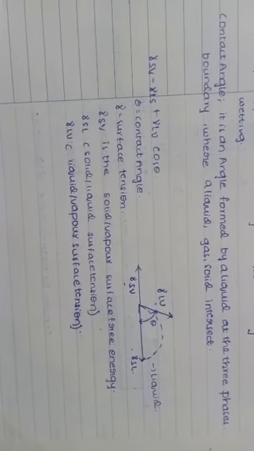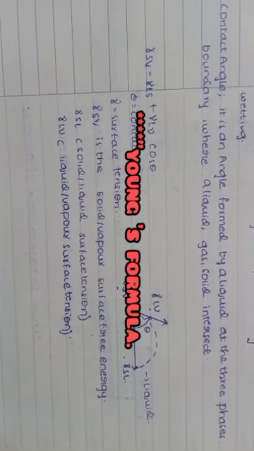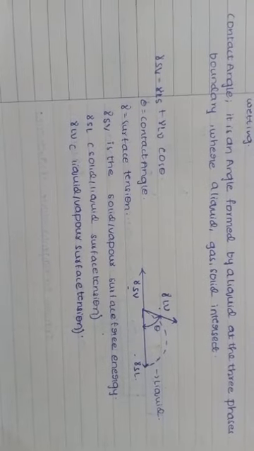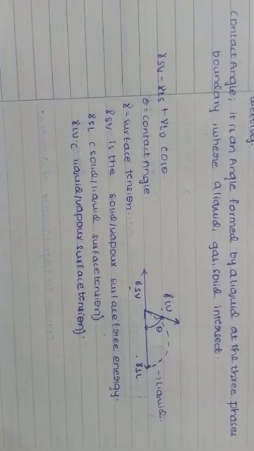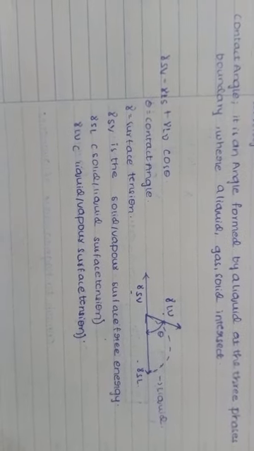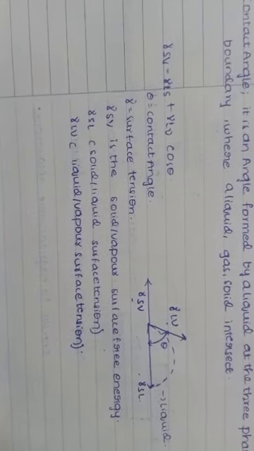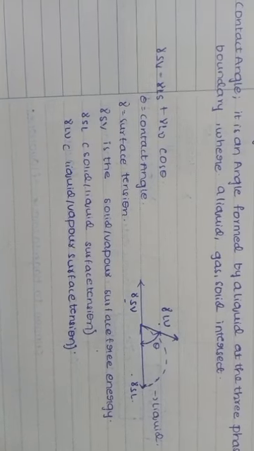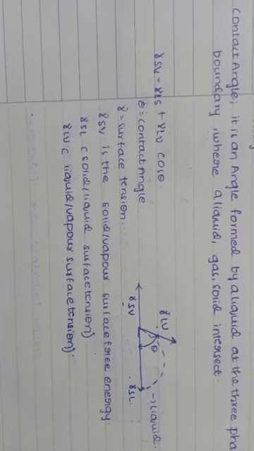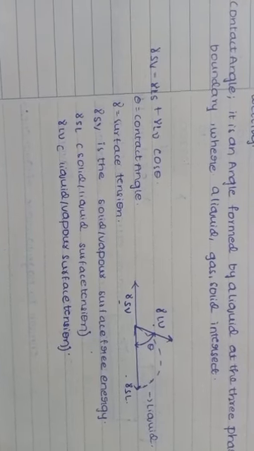So what is contact angle? It is an angle formed by a liquid at the three-phase boundary where a liquid, gas and solid intersect. Okay, at the same position where all can intersect. Remember, this is where the liquid forms an angle. So you have heard of Young's formula, right? So this is Young's formula. The symbol which looks like an R is not R. It is called surface tension.